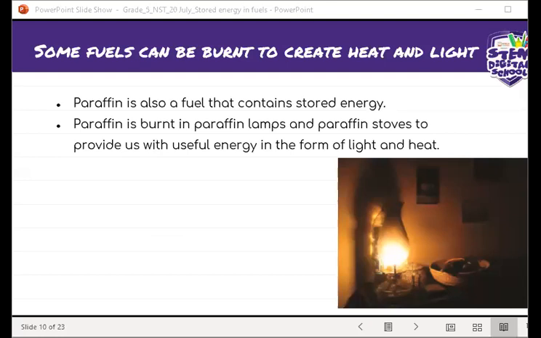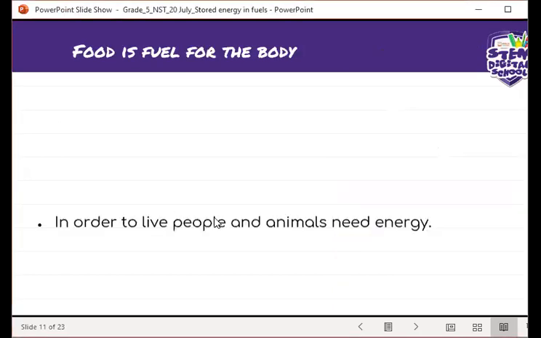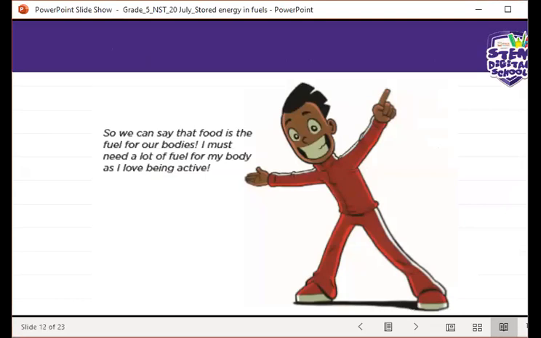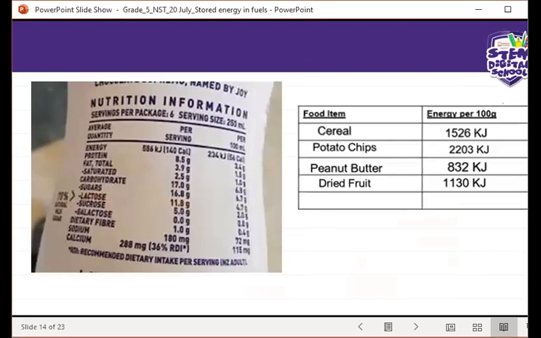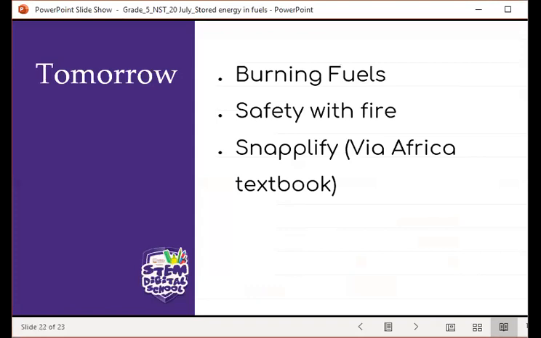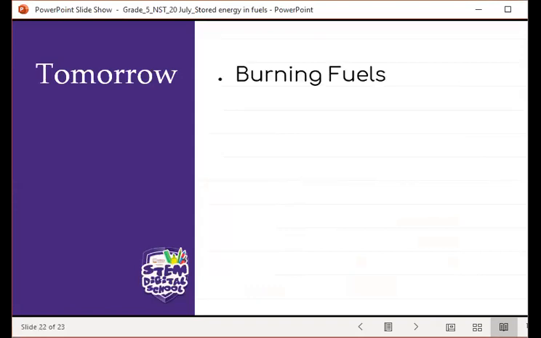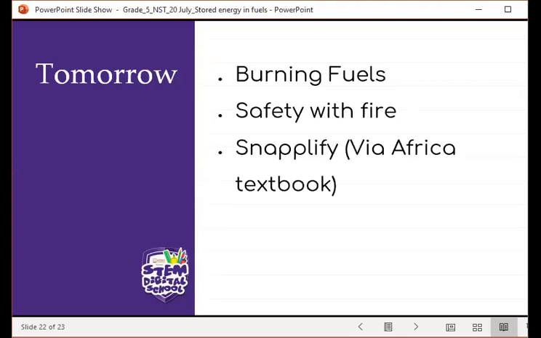So Khosa, if you're done here, then can you just indicate for me so that we move on to the next slide, so that I can give the class just some information before we leave. Right, cool, awesome. Just as mentioned, guys, we will continue with this tomorrow in class. Tomorrow we're going to look at burning fuels as well as continuing with where we left off. I doubt we're going to look at safety with fire.